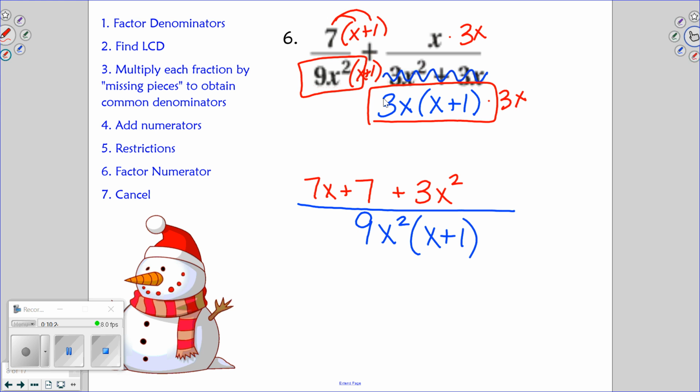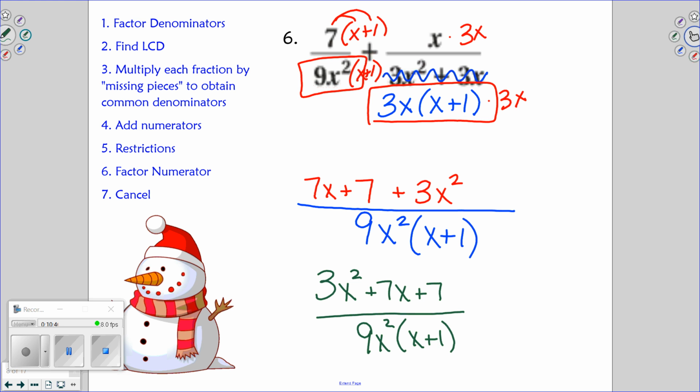Yep, so next part, step 4 is to add my numerators. Any of those like terms? No, but does the order bother anybody? Yeah, so let's just put it in the right order. So 3x squared plus 7x plus 7 over 9x squared times x plus 1. No like terms, so I can't really do much. Just put it in the right order. All right, that was step 4. Step 5, what are my restrictions? X cannot equal, remember that it's just where we solve the denominators. Not 9. 0 and negative 1. All right, 0 comes from baby brother out here, and then negative 1 from right there.